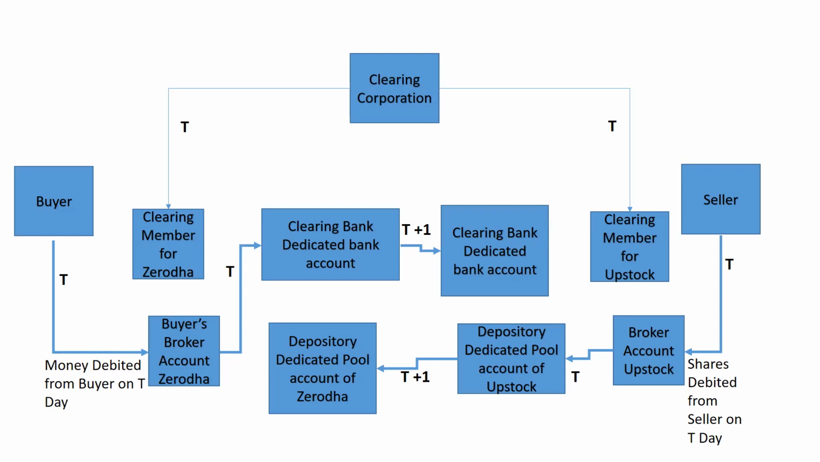Similarly, on the seller side, on T day the shares are debited from the seller and go to the broker. Suppose the broker is Upstox; the shares go to the broker account, and then on the same day to the depository dedicated pool account of Upstox.